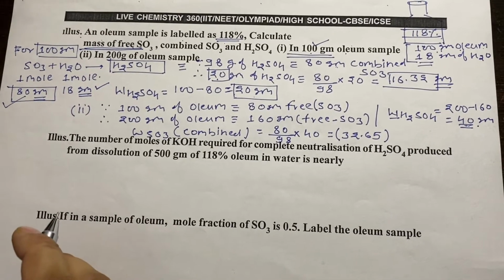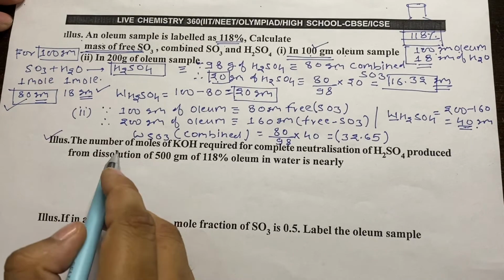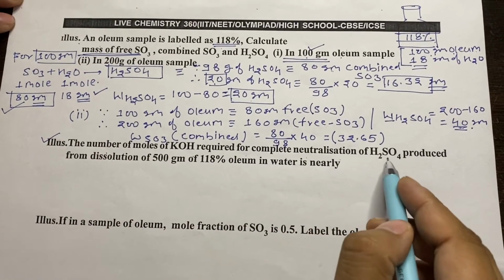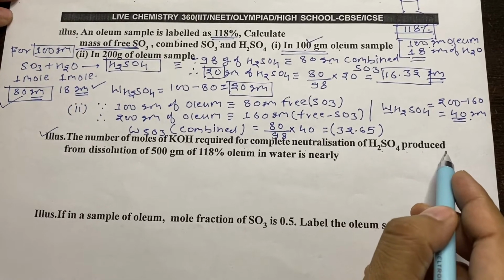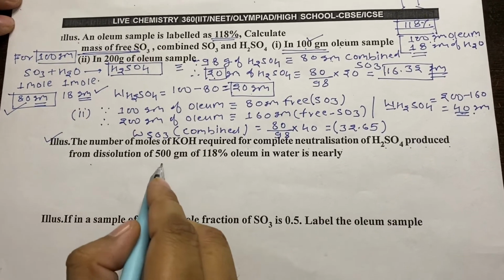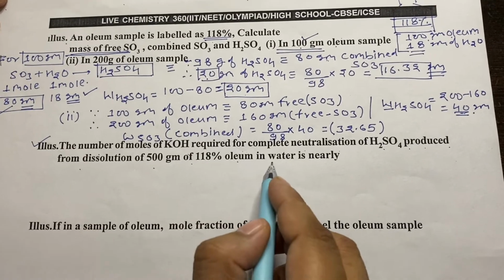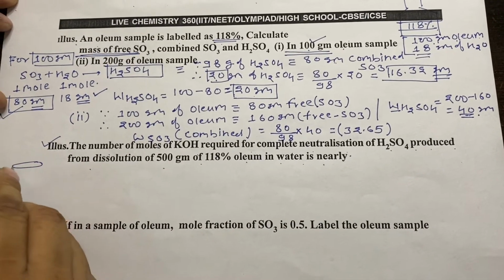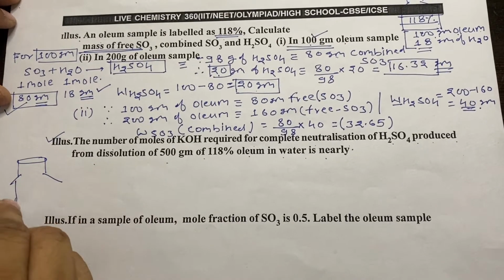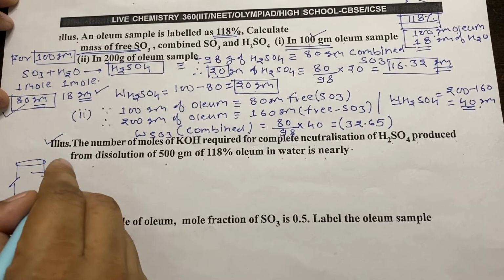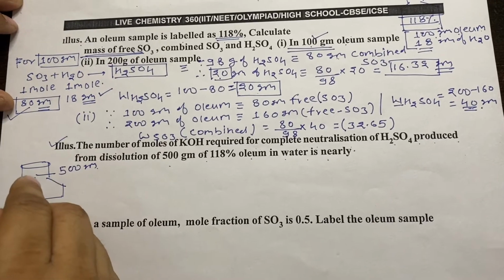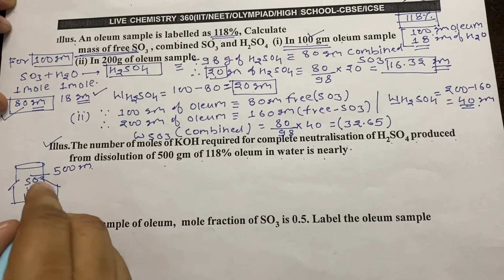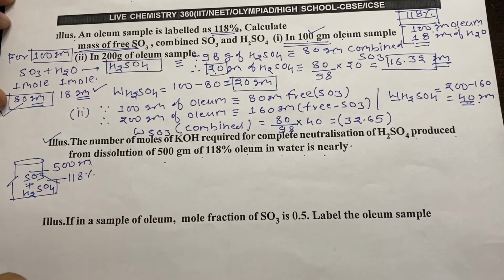Now we are taking the second question, in which it is given that the number of moles of KOH required for complete neutralization of H2SO4 produced from dissolution of 500 gram of 118% oleum in water is nearly. So this is a 500 gram oleum sample, which is labeled as 118%.